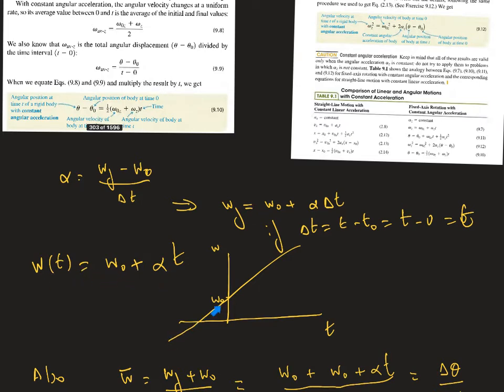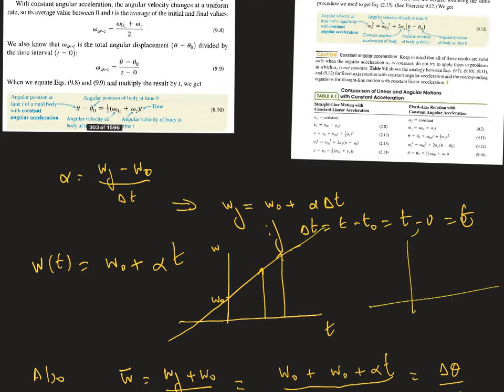But this is a rectilinear line. If you draw omega as a function of t, this is a rectilinear line. At t equals 0, omega is omega 0. And omega is increasing because there is an acceleration. The angular velocity is increasing.